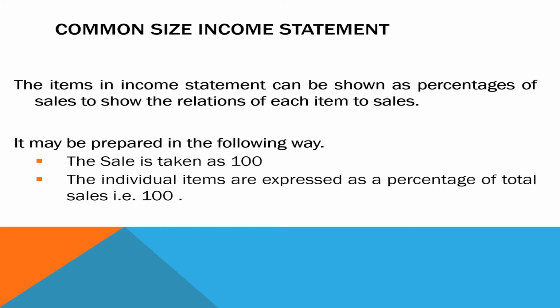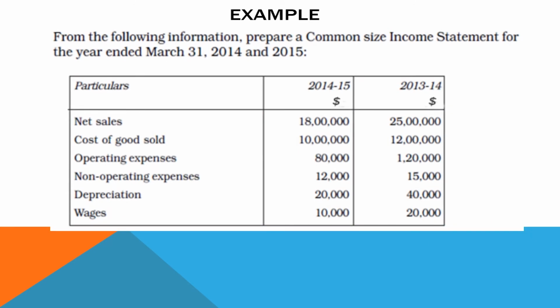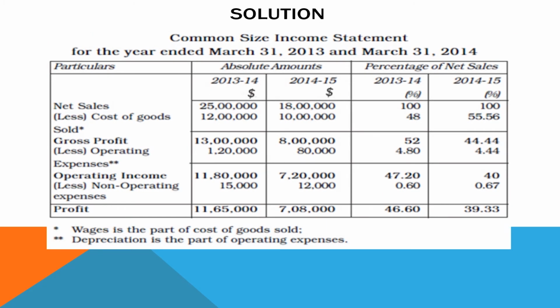Moving on to an example, that is, from the following information, prepare a common size income statement for the year ended March 31st, 2014 and 15. So the different values are given in the question, that is net sales, cost of goods sold, operating expenses, non-operating expenses, depreciation and wages. Now the values are given for 2014-15 and 13-14. Now let's have a look at the solution. Common size income statement for the year ended 31st March 2013 and 31st March 2014.